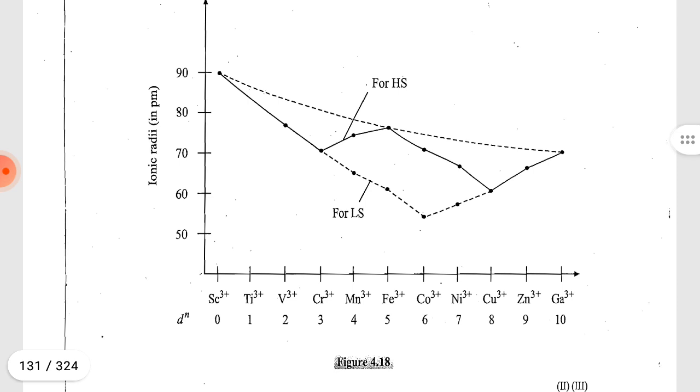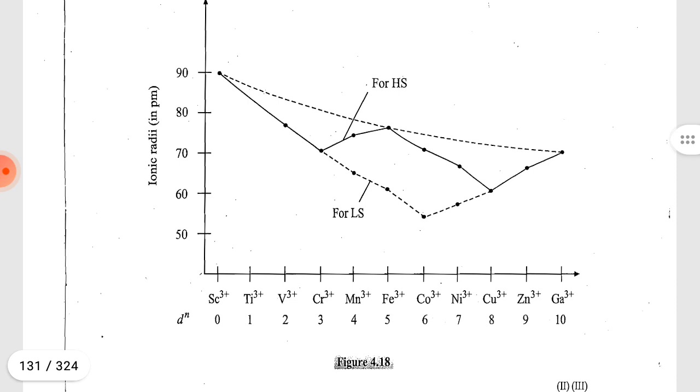But in low spin complex there is a different graph. In low spin complex, the ionic radii is decreasing from scandium till cobalt. So which elements are decreasing? Scandium, titanium, vanadium, chromium, manganese, iron, cobalt. This low spin complex ionic radii is decreasing.